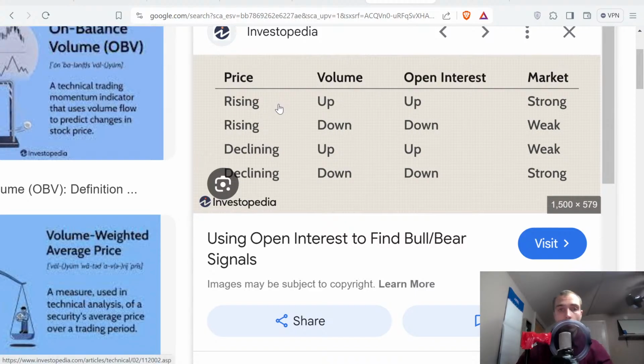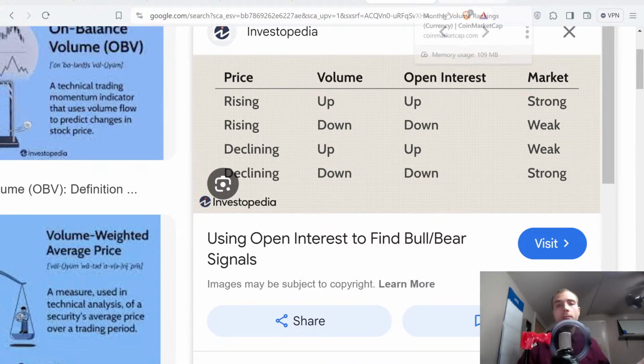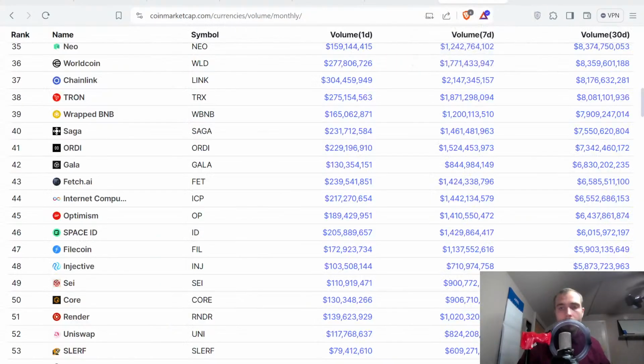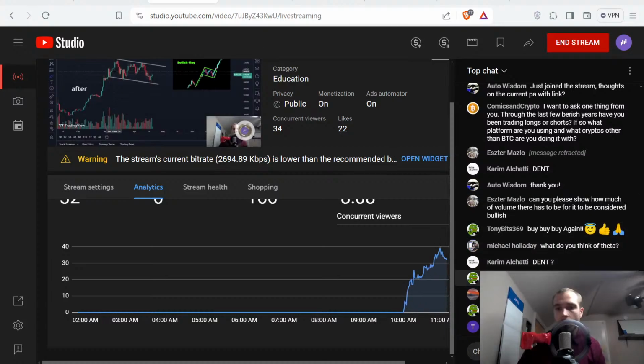So you can use this chart here for your volume analysis as your go-to guide to be able to say, oh, look at this. This coin is increasing in price and volume. That shows strength. It's probably going to keep going up. That's the best way I know of doing volume in crypto. So hopefully that gives some help for you.